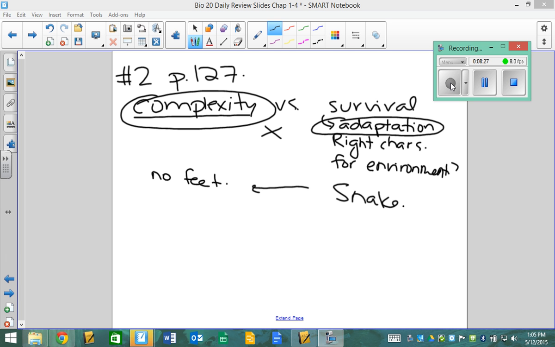So snakes are well adapted, they can survive, but they're not necessarily as complex as other organisms. So there's a difference there between complexity and survival, and that's what we want to get at.